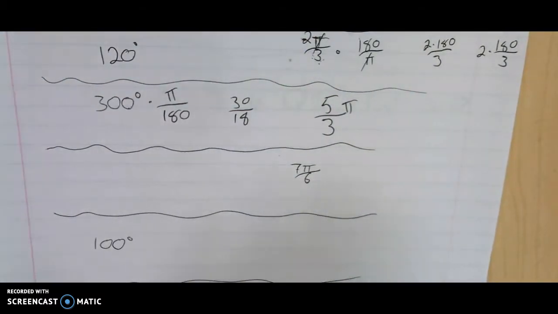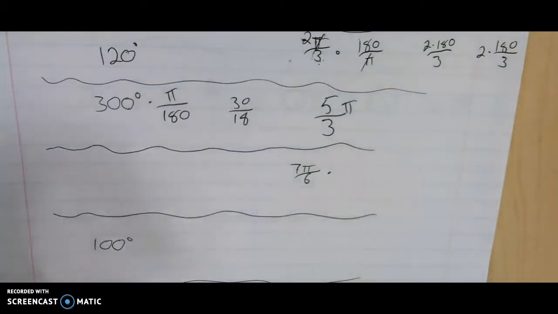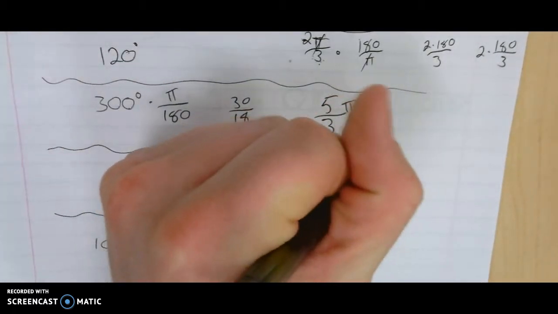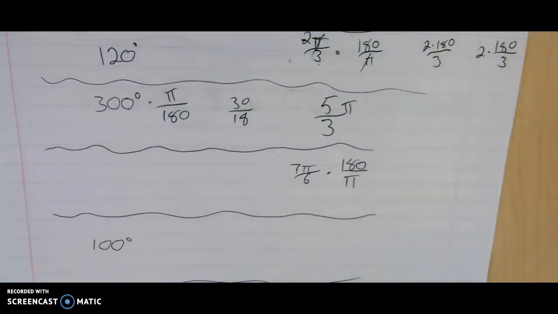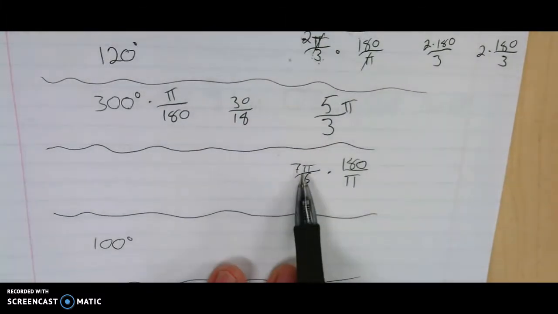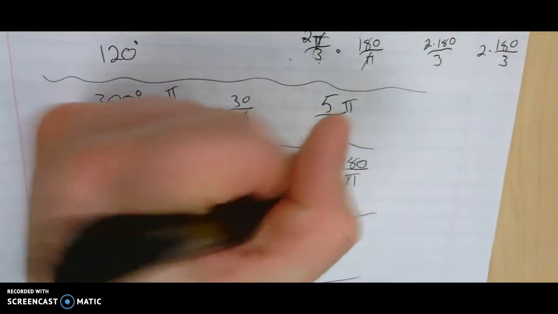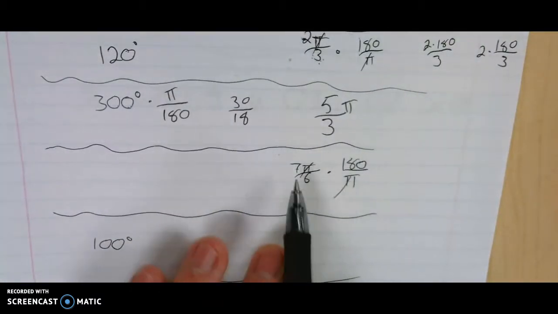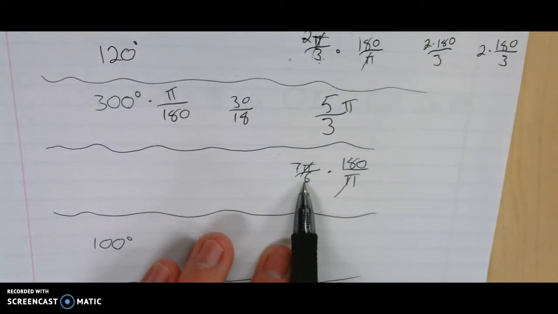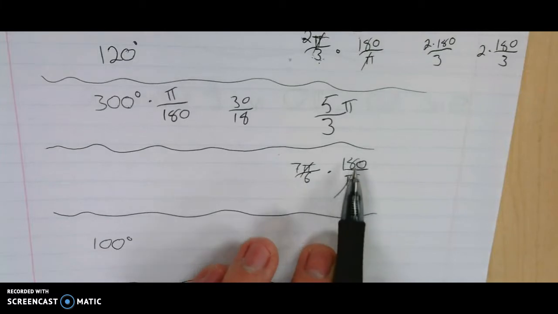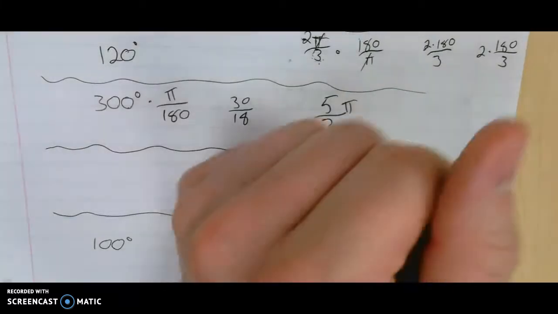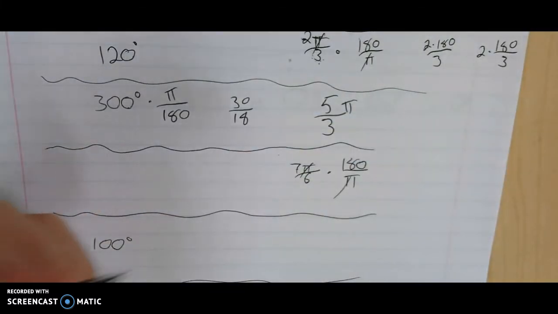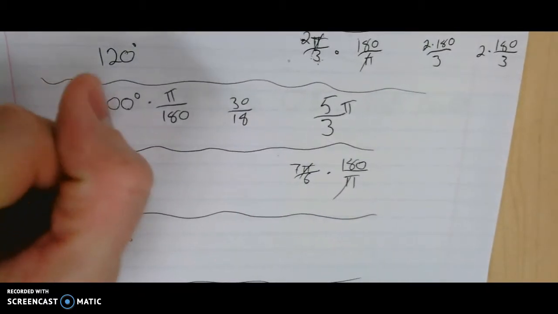7 pi over 6. We're going to multiply here by 180 over pi because we're going to degrees. So the pi's cancel, and I'm left with 7 over 6 times 180, or 7 times 180 over 6. Well, I'm going to think of this as 180 over 6, that's 30, and then times 7 would be 210 degrees.